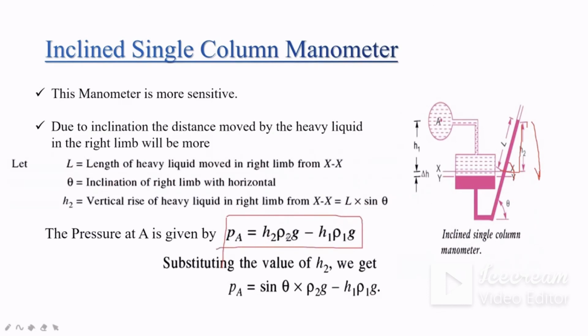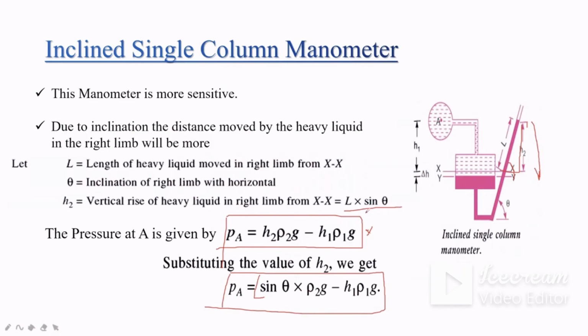So PA is equal to what? H2 rho 2 G minus H1 rho 1 G. This is what we saw in the vertical single column manometer. So what is the change here? The H2 value is what? L into sine theta. So directly we will put PA is equal to L sine theta into rho 2 G minus H1 rho 1 G. In the place of H2, we just have to substitute L sine theta.